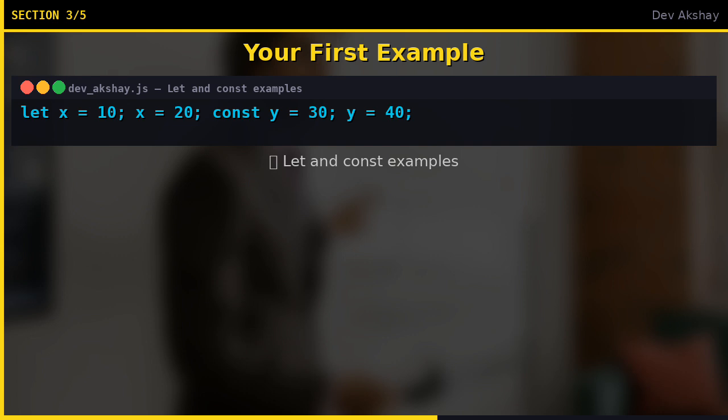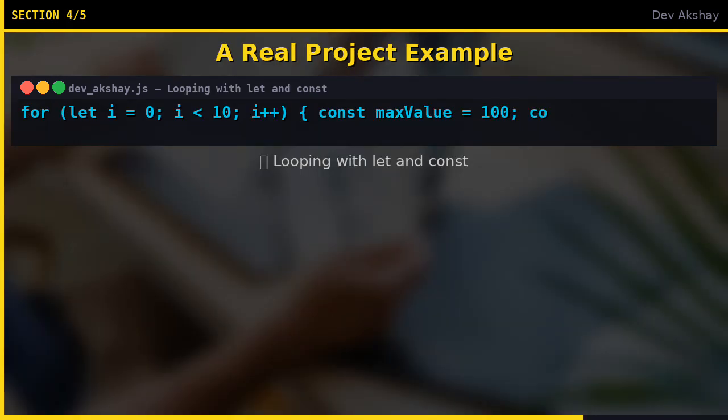And here's a realistic example from a project. Now let's say we are working with a loop, and we need to declare a variable inside it. We use let for the loop counter, and const for an immutable value. So we have for, let i is equal to 0, i < 10, i++, const maxValue is equal to 100.